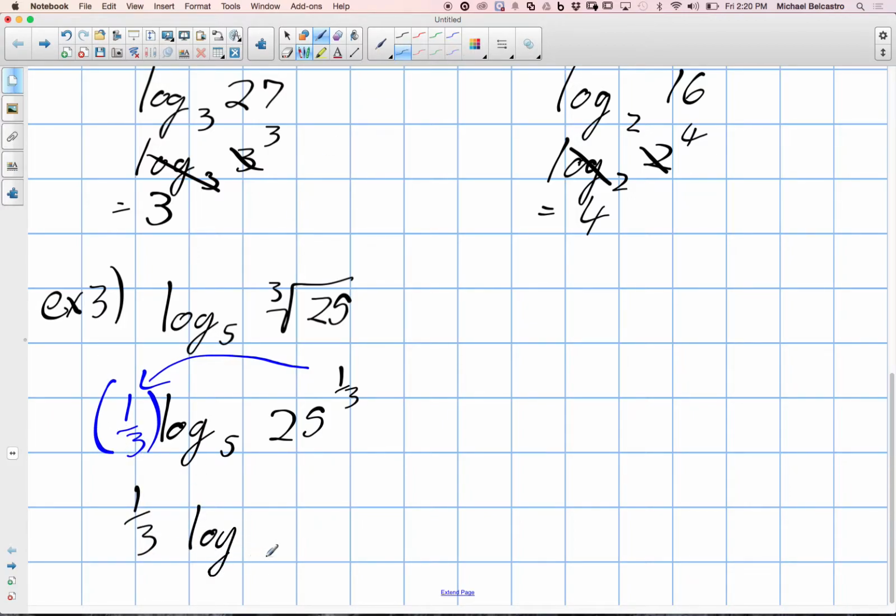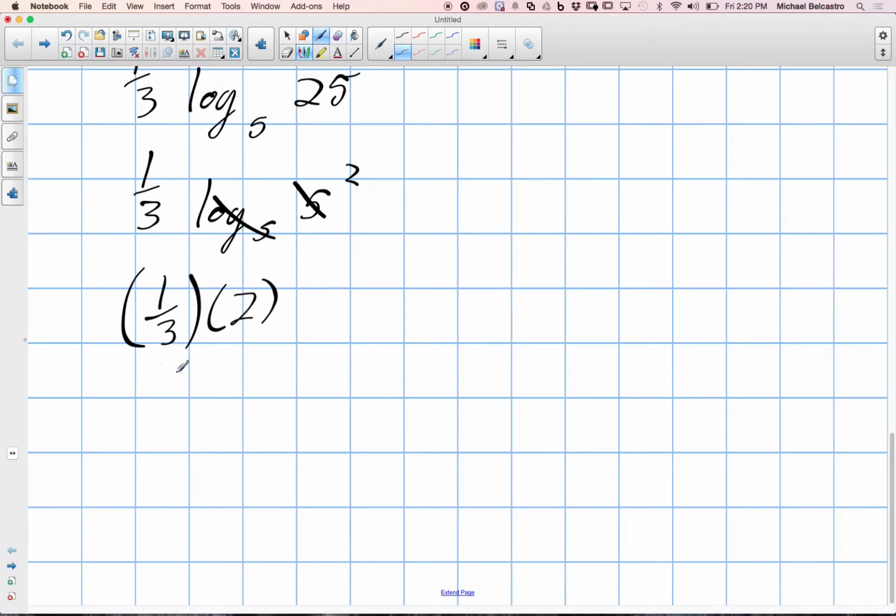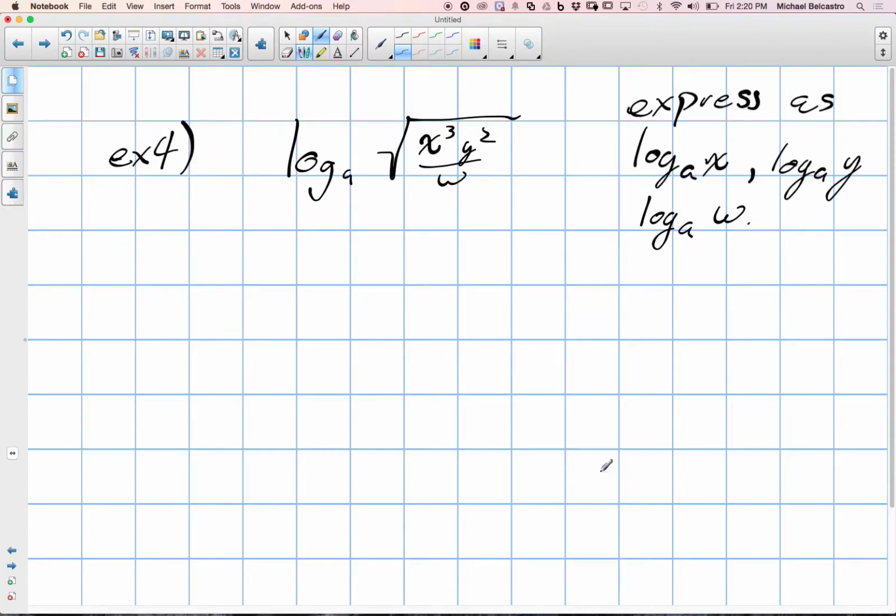When we do this, I now have just 25 within our log. Can I write 25 as a base of 5? All right, so let's write it as a base of 5. We have a third times log 5, and then 5 to the power of 2. Just like before, these cancel out into just the exponent, and we have 1/3 times 2. I apologize, I didn't write any equal signs anywhere, but we'll end up with 2 over 3. Okay? Okay, the toughest question.